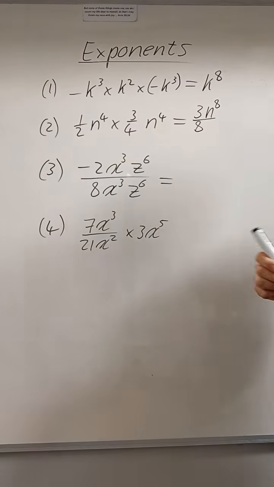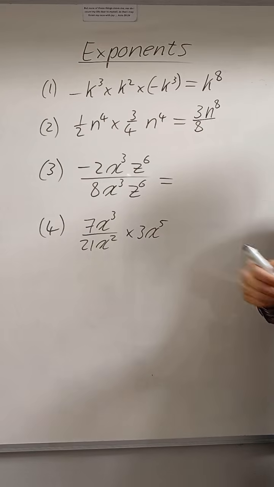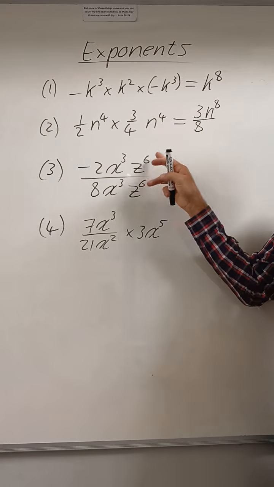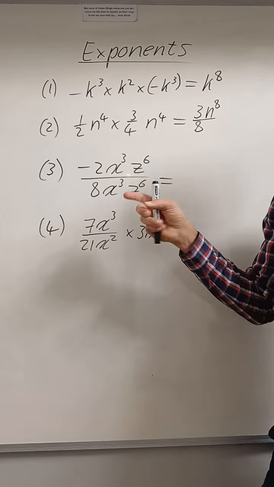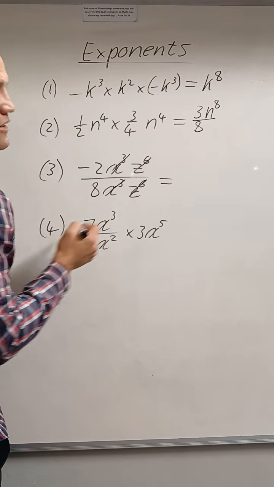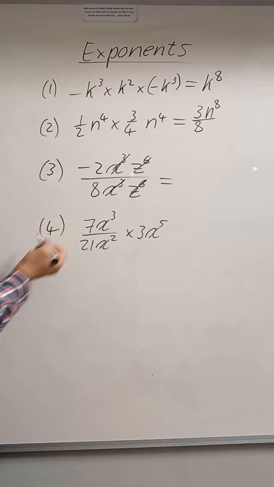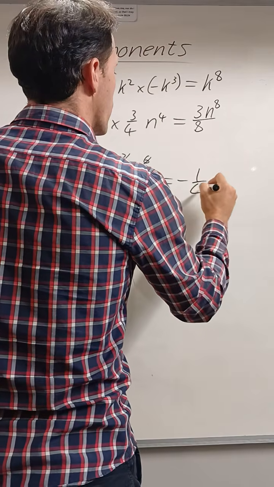Okay? For this one, x to the power 3 divided by x to the power 3 is x to the power 0. Because 3 minus 3 is 0. 6 minus 6 is 0. Anything to the power 0 is 1. So that we can say it cancels out. This divided by this is 1. This divided by this is 1. So all you have left is negative 2 over 8. And then you can simplify to negative 1 over 4.